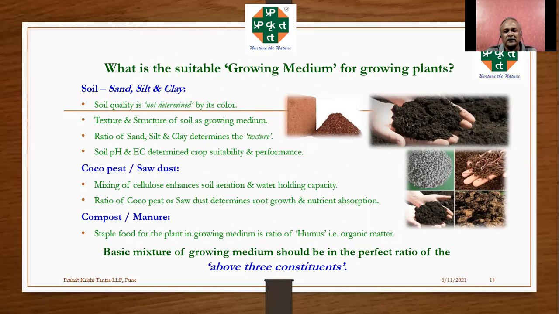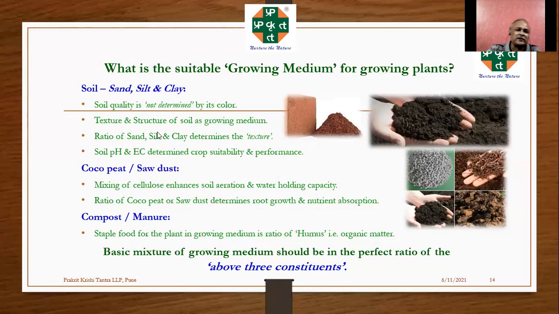And in a home garden it is possible because you grow in a container, and in a container whatever you are applying is remaining within that system only, within that container only. So you can just have it on the higher side. So the basic mixture of growing medium should be in perfect ratio of the above three constituents.